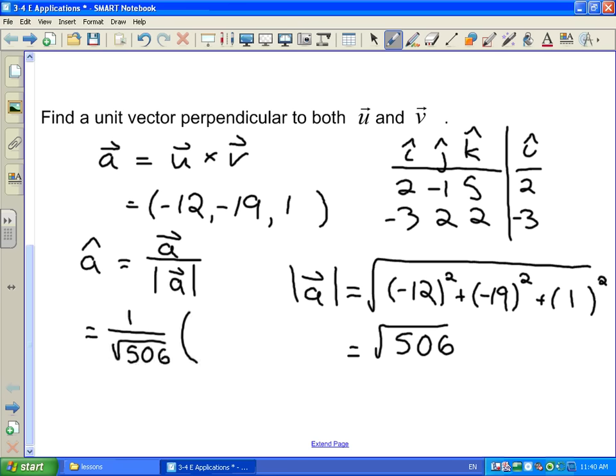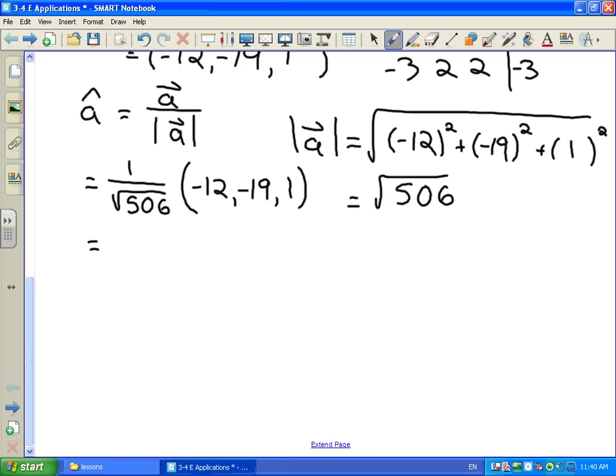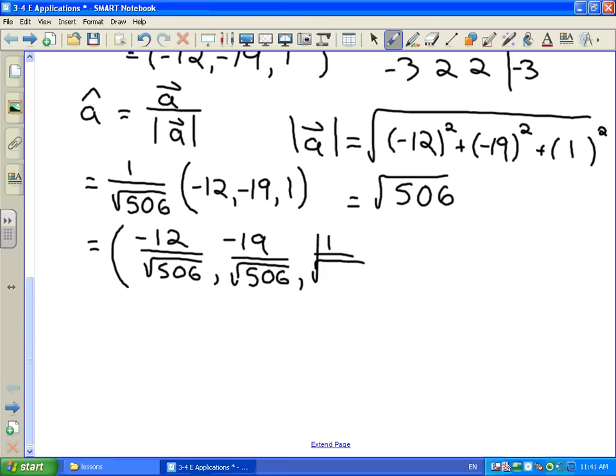So our unit vector is going to be 1 over the square root of 506 times our original vector a, which was -12, -19, 1. And we're just multiplying a vector by a scalar, so we multiply each of our components by the scalar that we have out front, and we get the vector -12/506, -19/506, and 1/506.